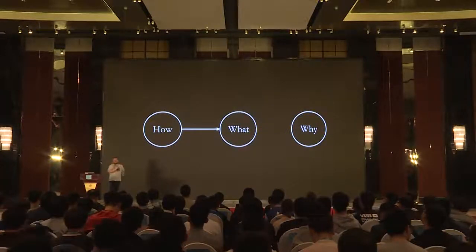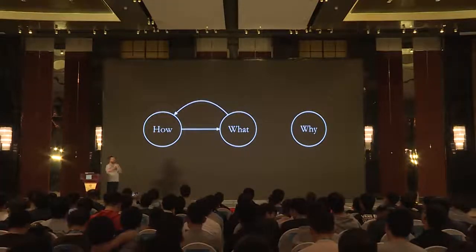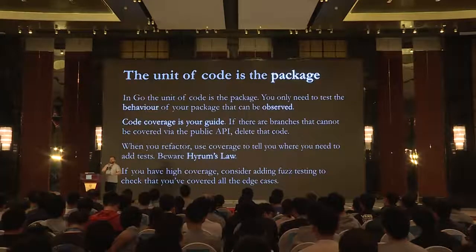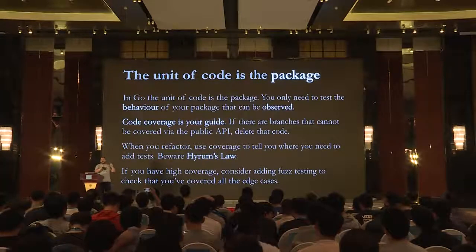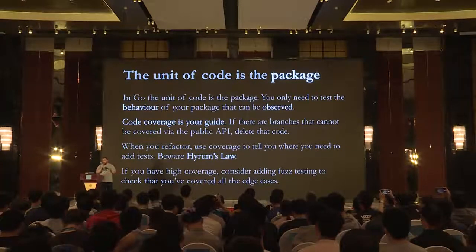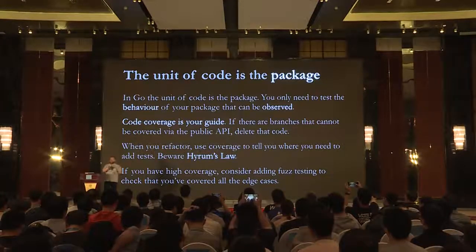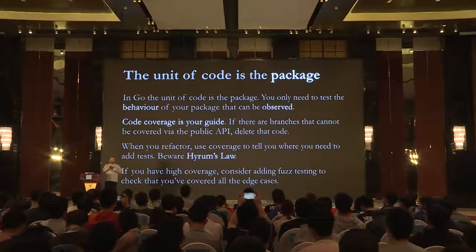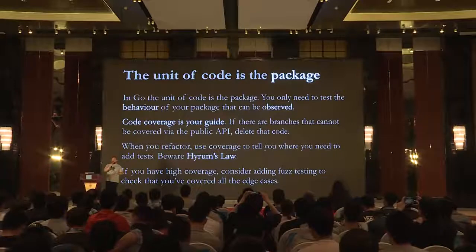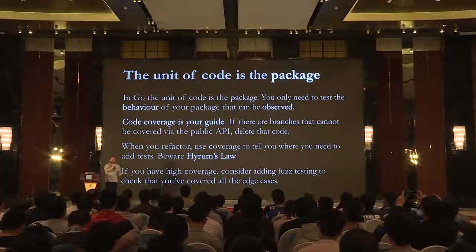So now we know what to test. Let's step back just a little bit and talk about how to test again. You've probably figured out that the big idea here is the unit of code in Go is the package. You only need to test the behavior of your packages that can be observed. If people cannot observe it, usually because it's not part of the public API, you do not need to test it. Not you do not need to, but you cannot. If I can't observe it from outside, how can I even see it to test?